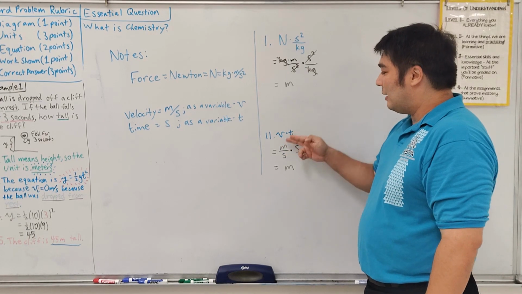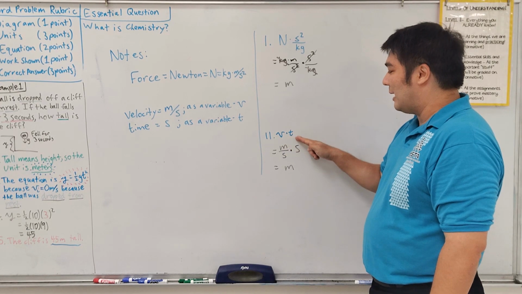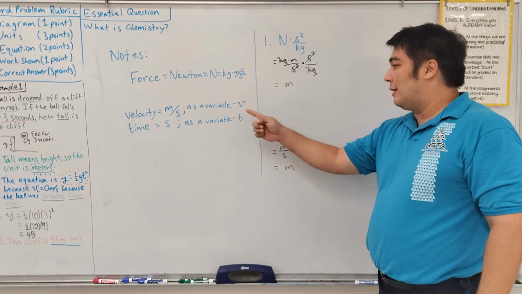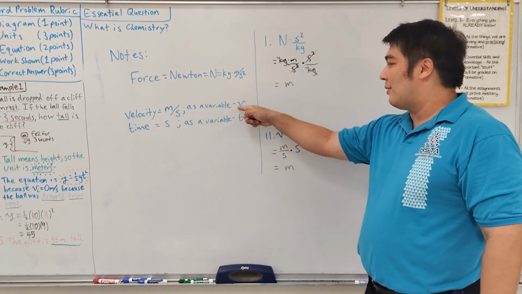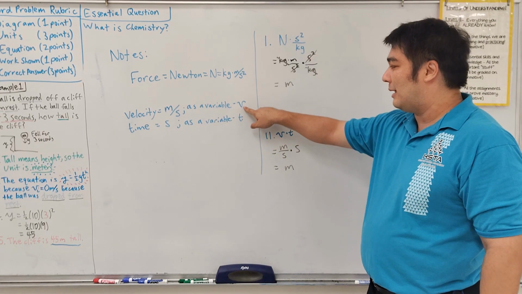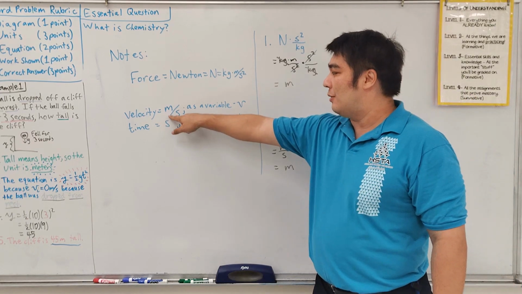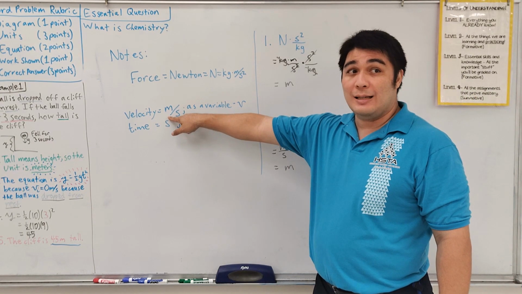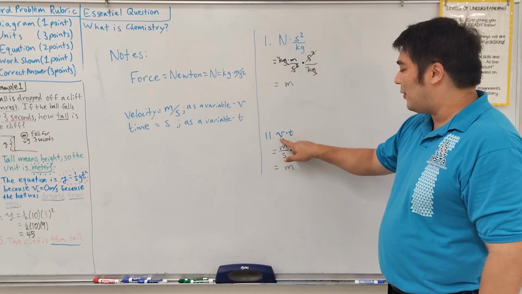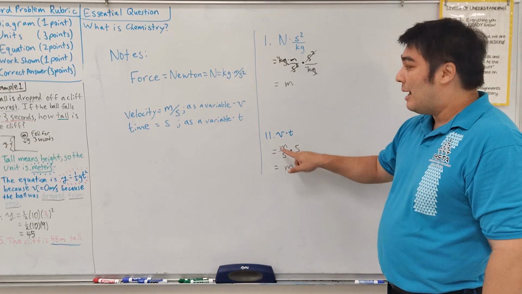So then let's go to number 11. We've got velocity times time. What is that going to be? So what we do is we look at velocity and find out that as a variable it's v. So if we see v over here, we know that that's the variable, so we substitute what velocity is. Velocity will be meters per second. So instead of v, I put meters per second.